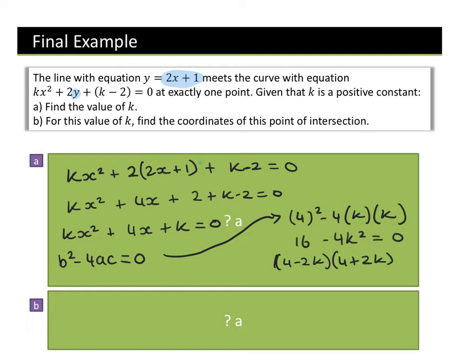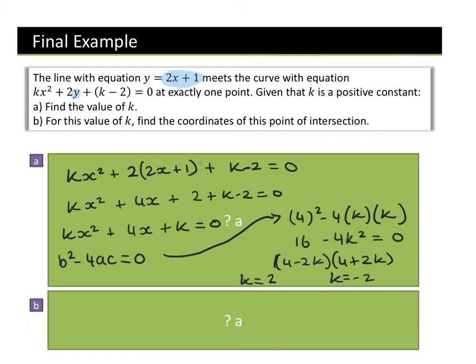Is that right? Oh no, sorry everyone, I've gone wrong, haven't I? If it has one solution, oh yeah, equals 0. Oh yeah, that's fine. So then I'm going to get k equals, from 4 minus 2k, k equals 2. And from 4 plus 2k, k equals minus 2. So k equals 2 or k equals minus 2.